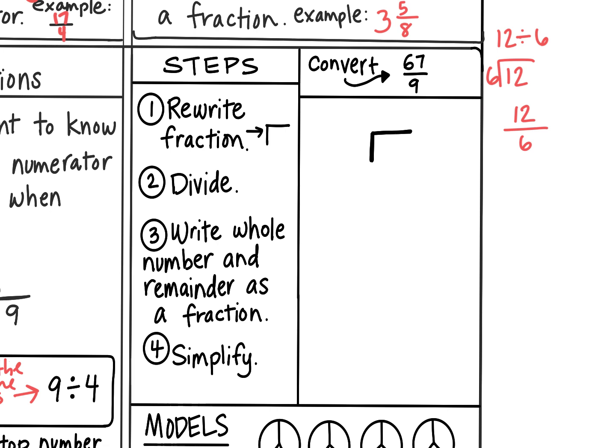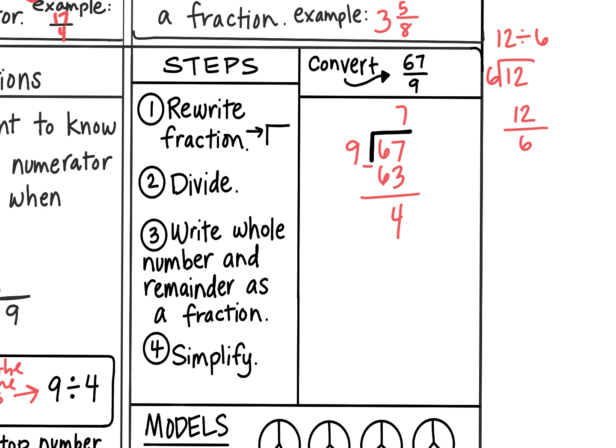All right, so let's look at one example using the steps given. It says rewrite the fraction. So I'm going to use this fraction right here, 67 ninths. I'm going to rewrite it so that I have 67 divided by 9, and I'm going to divide it. So we all know 9 goes into 67 how many times? 7 times, which is 63. I subtract, and this time I'm going to write my remainder as a fraction because I'm converting from an improper fraction to a mixed number.